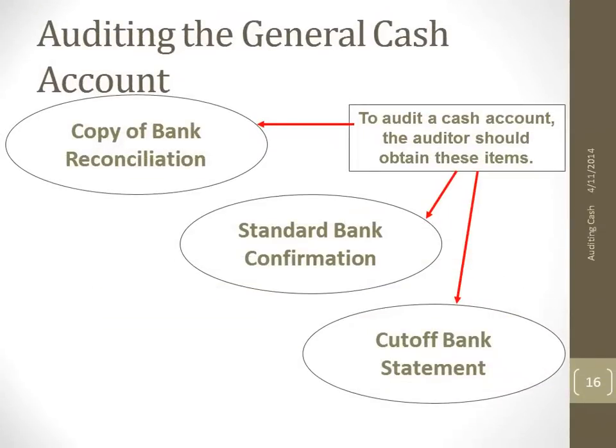In terms of the test of detailed balances, usually the audit procedures are going to involve bank reconciliations. The auditor would get a copy of the client's bank reconciliation, and auditors will send out cash confirmations. Cash confirmations, unlike accounts receivable confirmations, are not required. The standards suggest them, but you don't have to do them. Amazingly, most audit firms will confirm cash. It's a standard audit procedure, but it's not one that's covered by the standard.